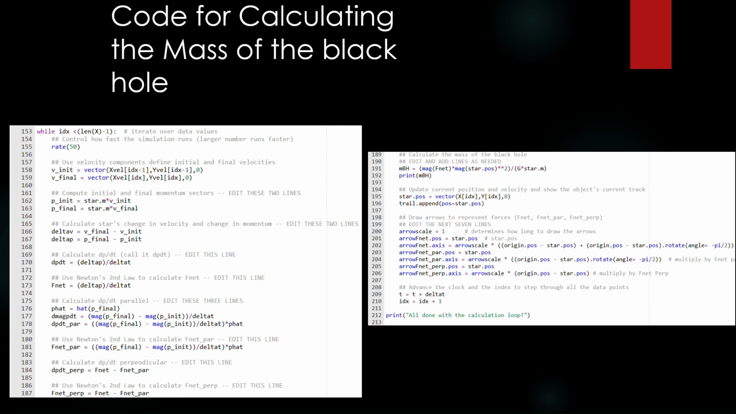The mass of the black hole was found by taking the magnitude of the force of gravity times the distance between the black hole and the star squared, and divided by the gravitational constant times the mass of the star.